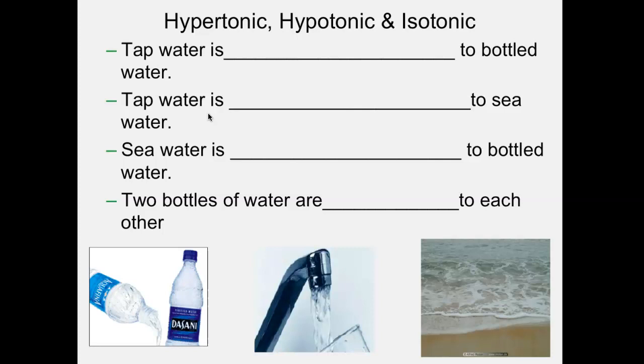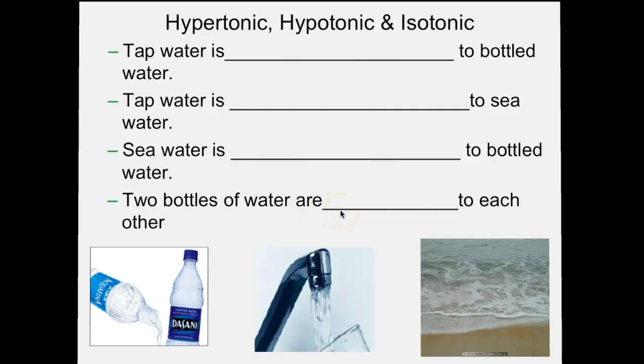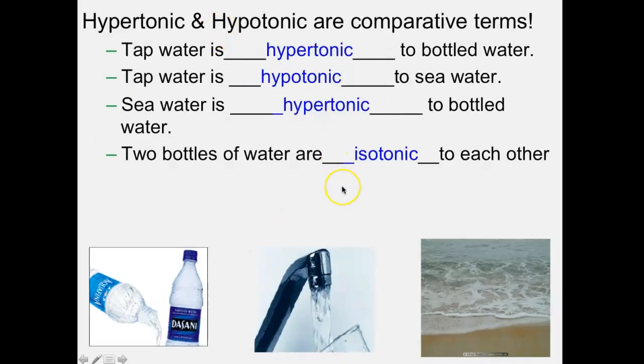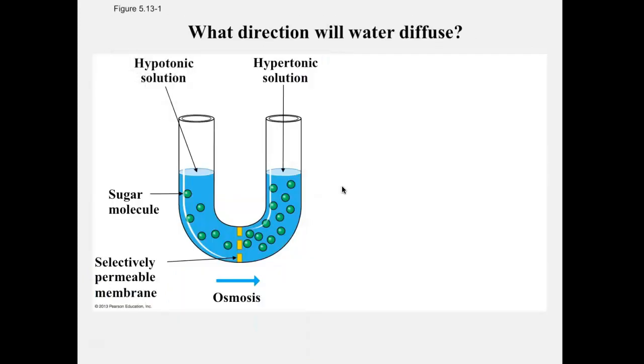Seawater is blank to bottled water. The answer is hypertonic. Hyper. 2 bottles of water are blank to each other, and that word is isotonic. Okay, so there's our answers. So that's how you compare the sides. Now, you need to be familiar with those words, and now let's look at the flow of water.